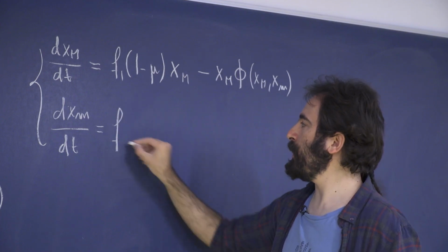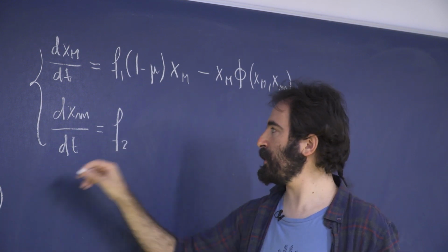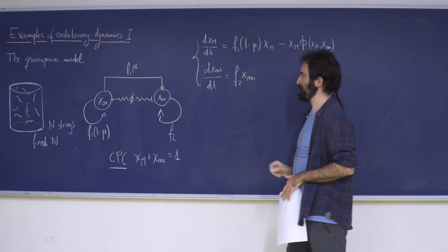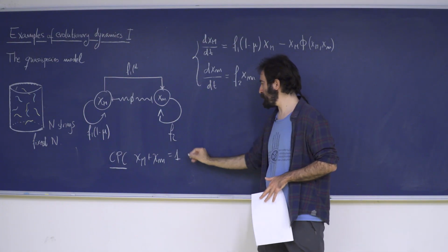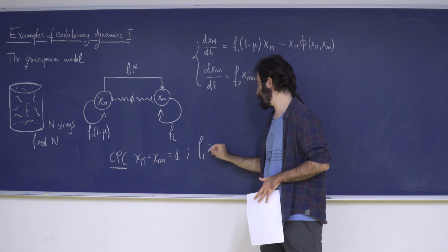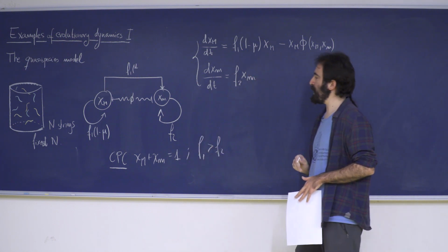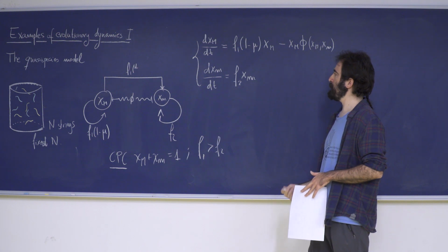Therefore, all the replication rate for mutants will basically generate more mutants, right? Remember, this is F2. Also, do recall that F1 is larger than F2. We need to remember that from our definition of our landscape.